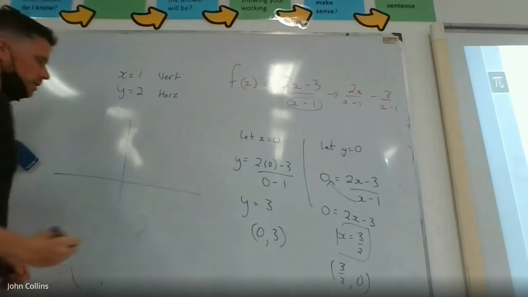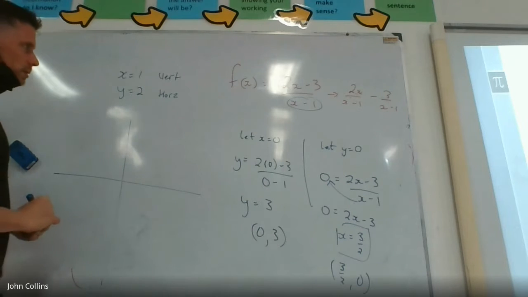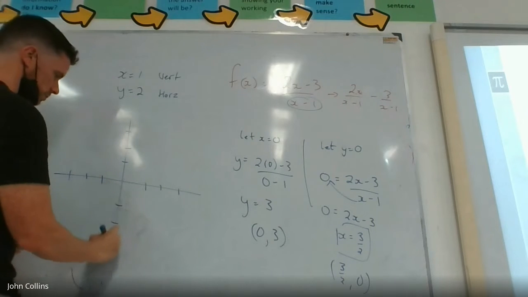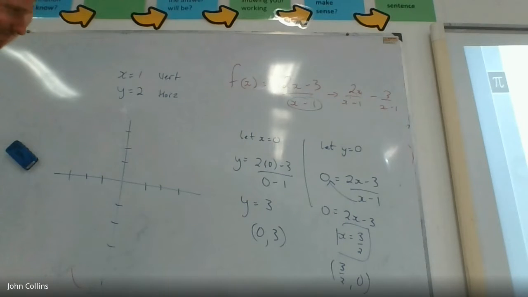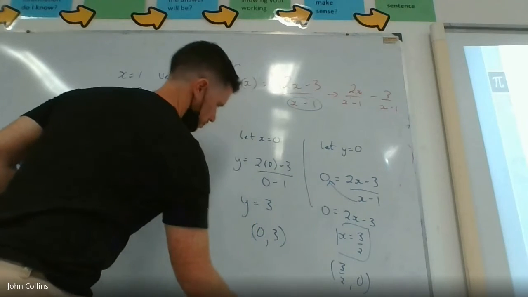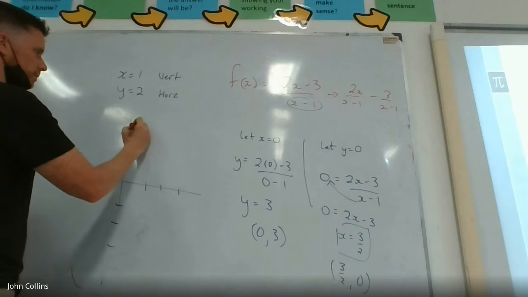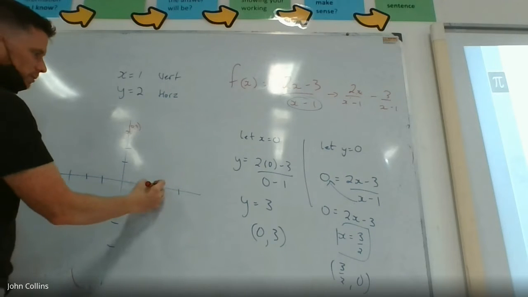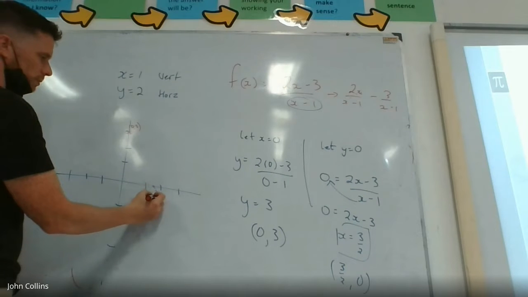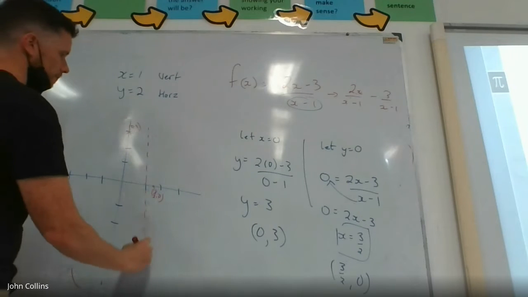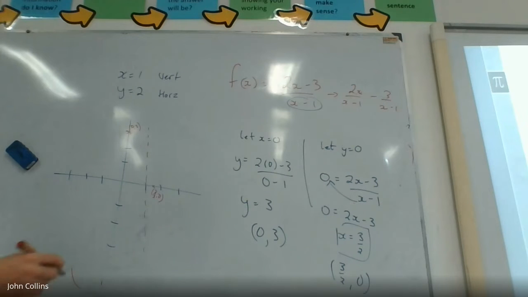Quick sketch. Put in my 1, 2, 3. Put in the points that I know. 0 on x, 3 on y. It's going to be here. (0, 3). 3 over 2 and 0 is going to be here. Okay. Now I also must put in my vertical and horizontal asymptotes. There's one at x equal to 1 here, and y is equal to 2 here.